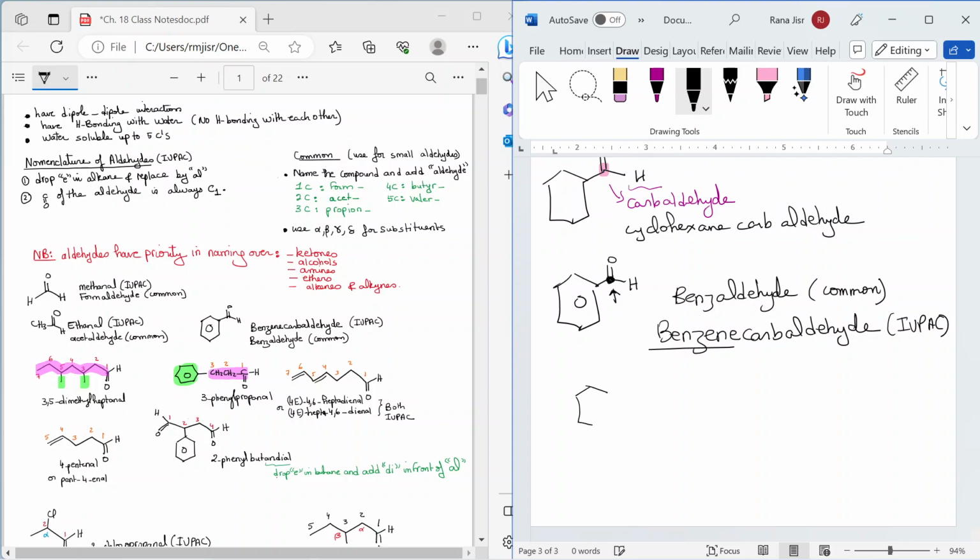If I have two aldehydes that are coming off the benzene, then in this case, those aldehydes, in our case, are on adjacent carbons. So it's going to be named ortho. It's going to be benzenedicarbaldehyde.